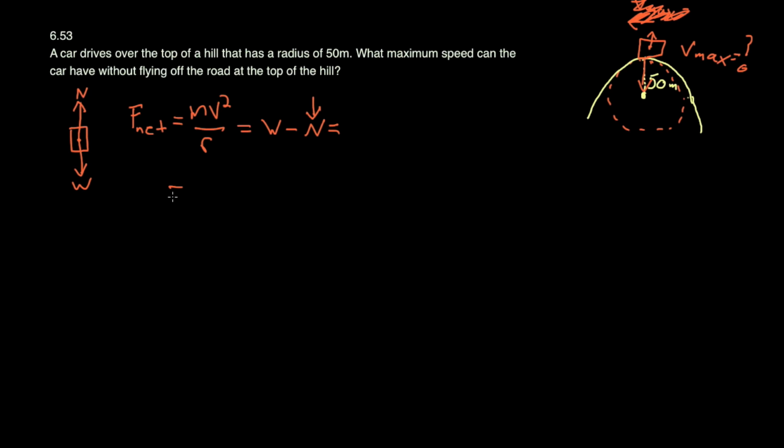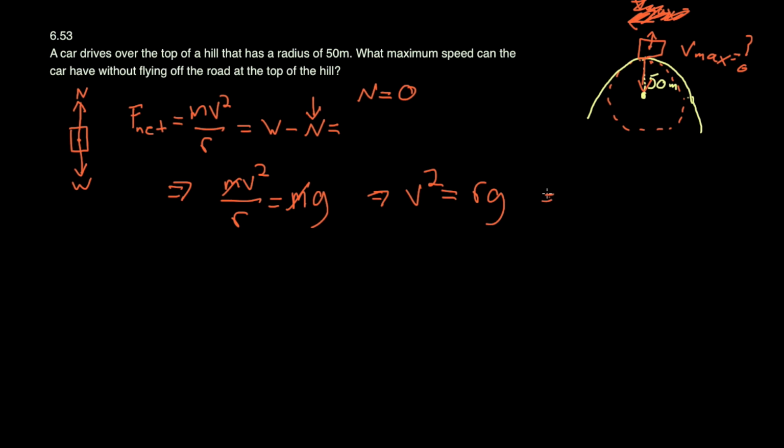So let's go ahead and do that. mv squared over r is just going to be equal to W now, right? Because we said that N is going to be equal to 0. And W is the same thing as mg, so these masses are going to cancel out. Rearranging this, we get v squared is equal to r times g, or v is equal to the square root of rg.